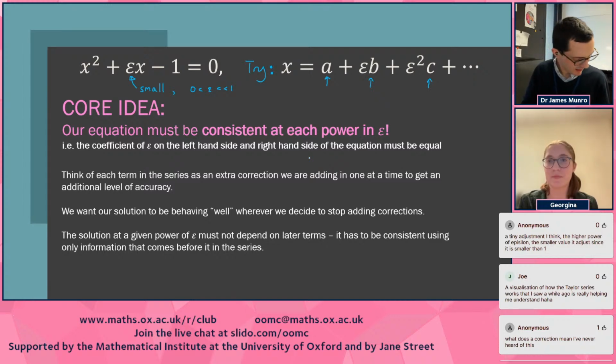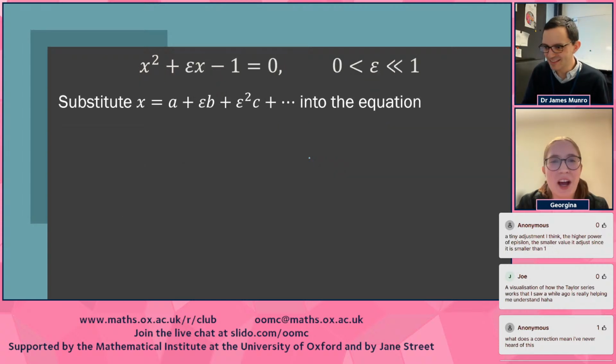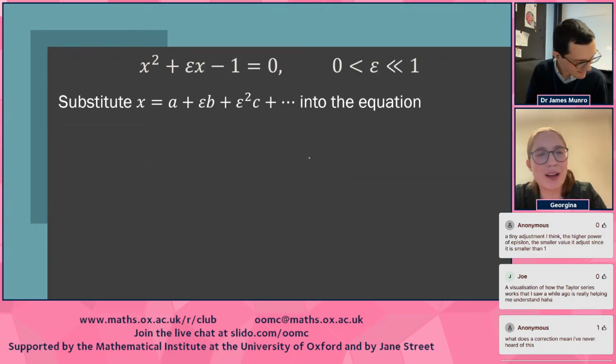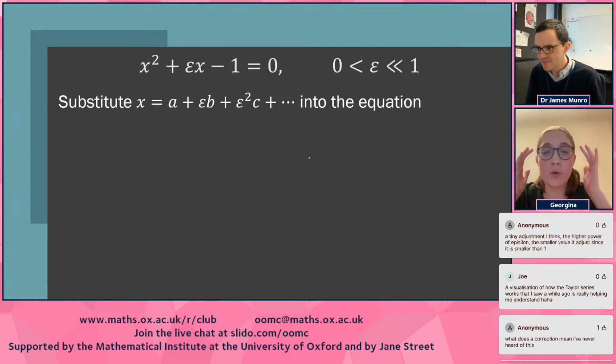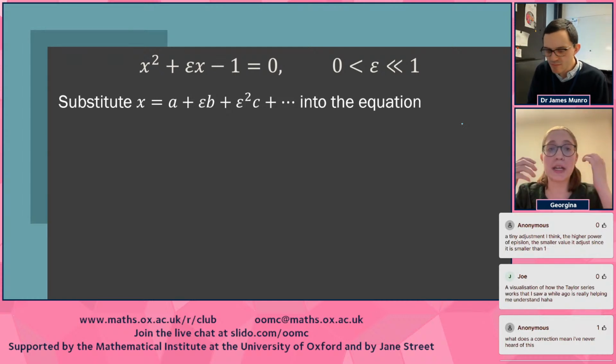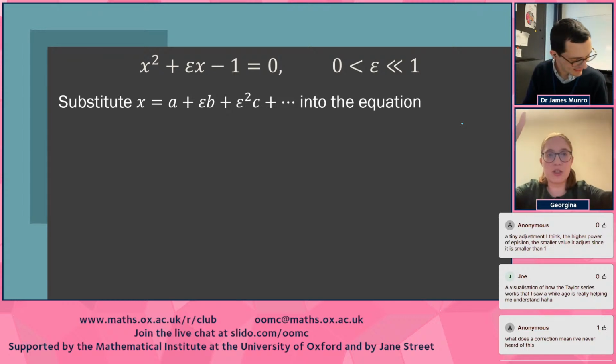Okay. Algebra time. Exactly. Yeah, so let's give this a go. It will hopefully make some more sense when you see it. So we're starting with our original equation, which is x squared plus epsilon x minus 1 equals 0. And we have our guess for what x should be. So we're going to say x is a plus epsilon b plus epsilon squared c, where a, b, and c are constants. So they're just going to be a number at some point. So let's start by subbing that into the equation.